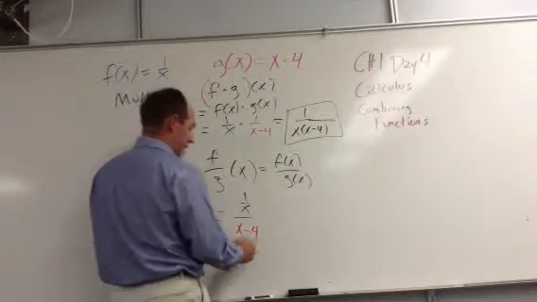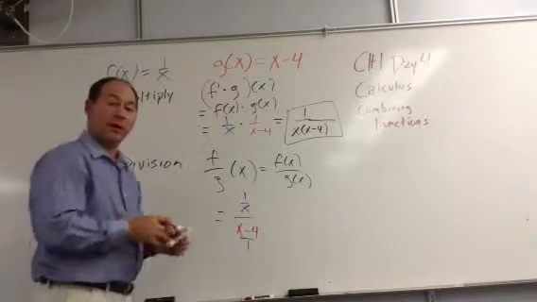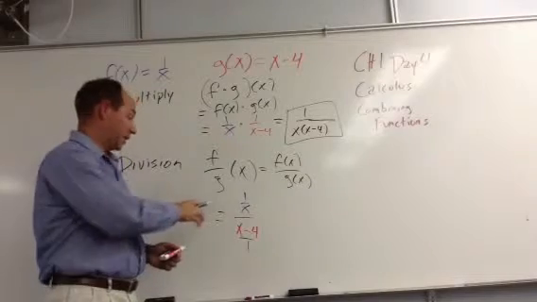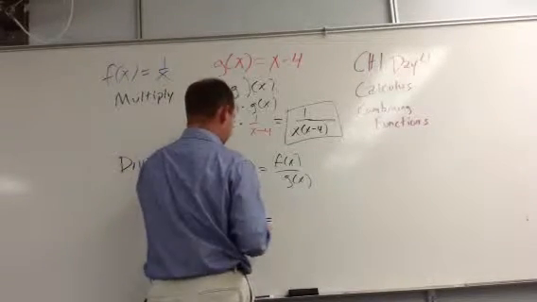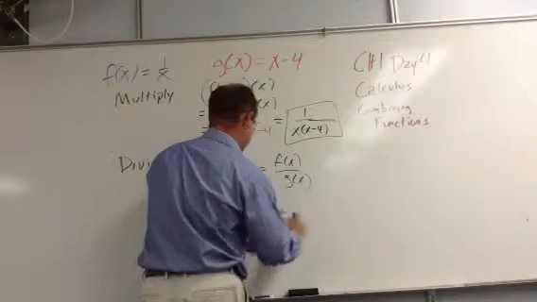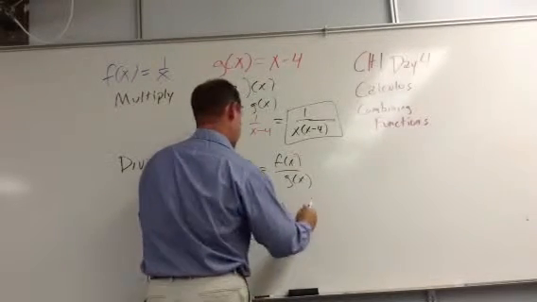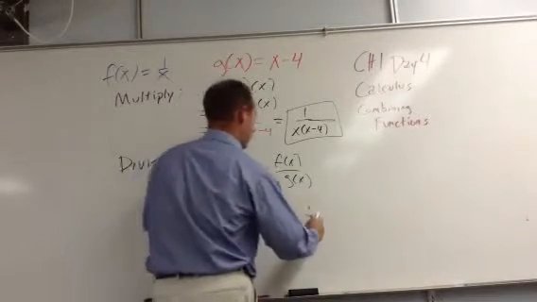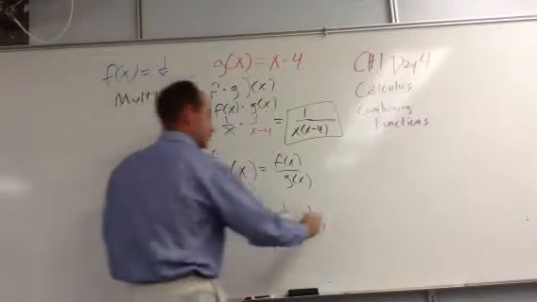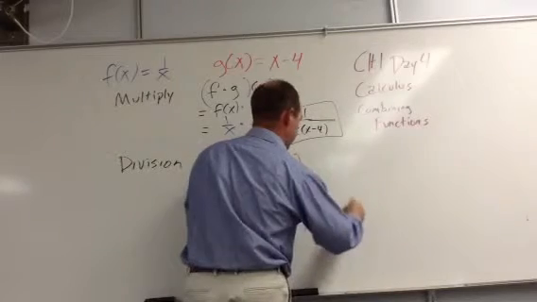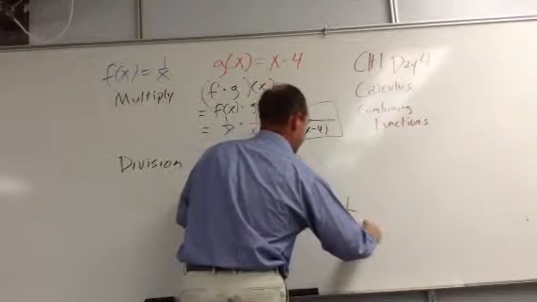And so remember, now we have a complex fraction. 1 over x over x minus 4. We're going to multiply by the reciprocal, and this becomes 1 over x times 1 over x minus 4. Which is, interestingly enough, we've seen this before, 1 over x times the quantity of x minus 4.